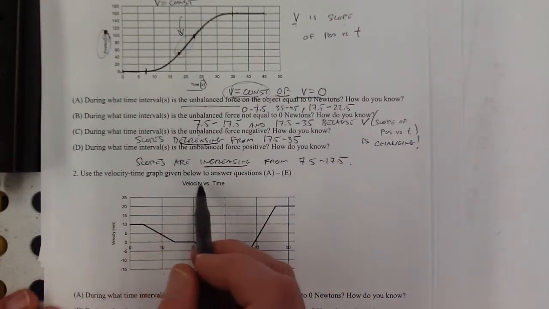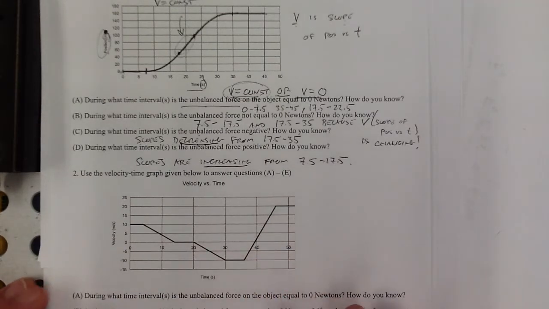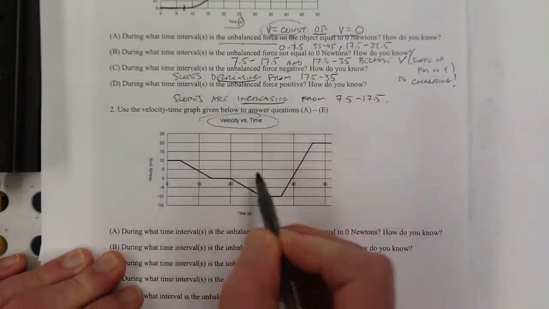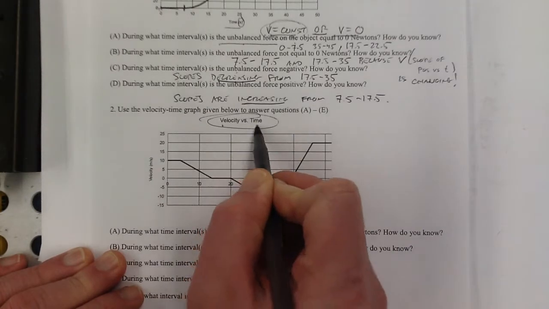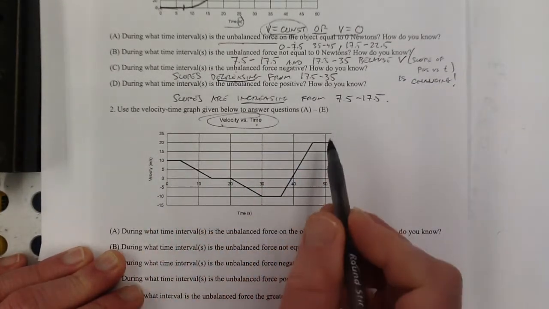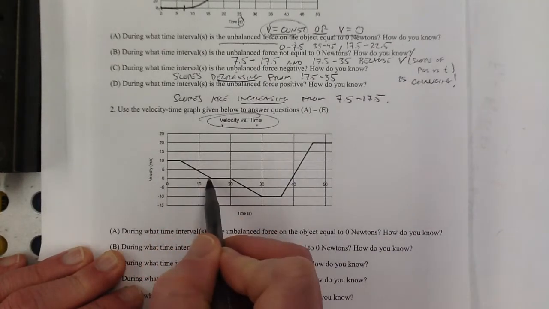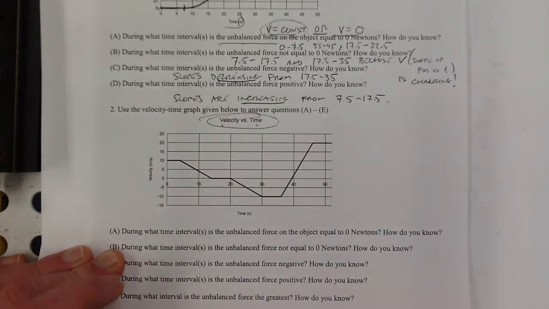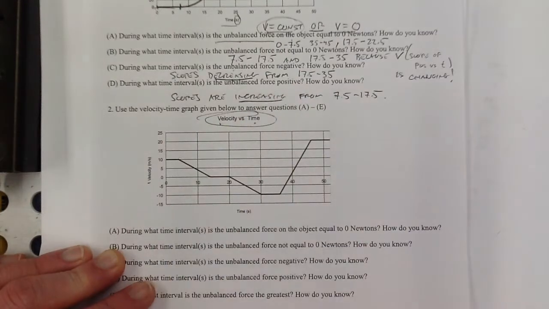Use the velocity time graph given below to answer questions A through E. If you're working along with me, you're like, okay, that makes sense. Right off the bat, you need to recognize that this is a velocity versus time graph. You should be tipped off by the jagged nature of this, flat, straight, and so on. So this is velocity versus time.